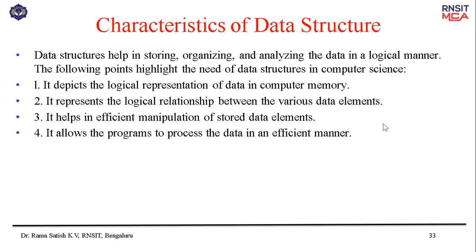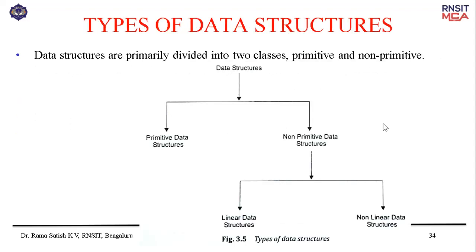A data structure is normally a representation of data in the computer memory. That is the first point. Second point, it provides the logical relationship between various data elements. Third point, it helps in efficient manipulation of stored data elements, and it allows the programs to process the data in an efficient manner. These are the four characteristics of data structures.